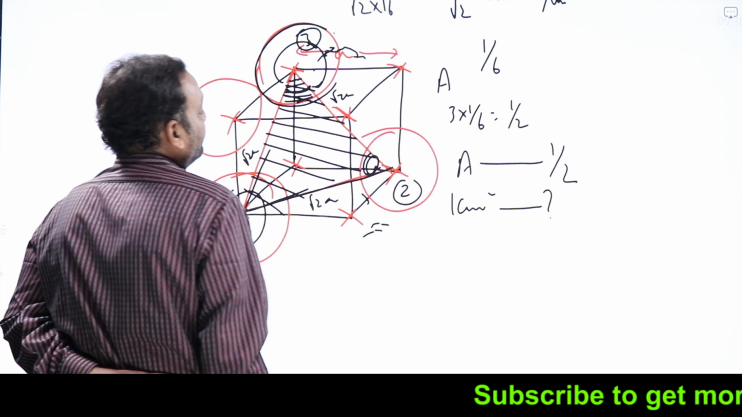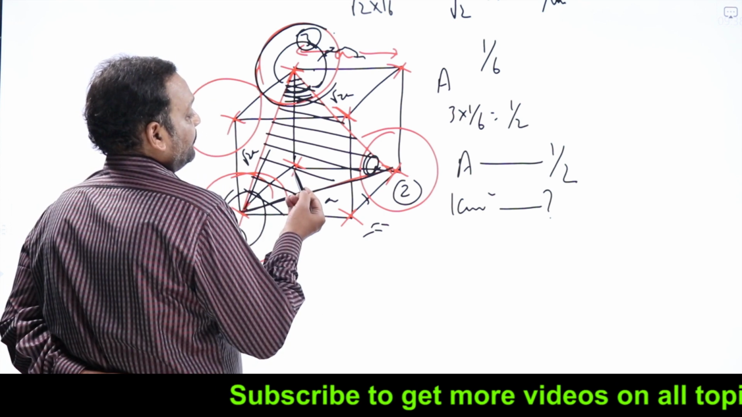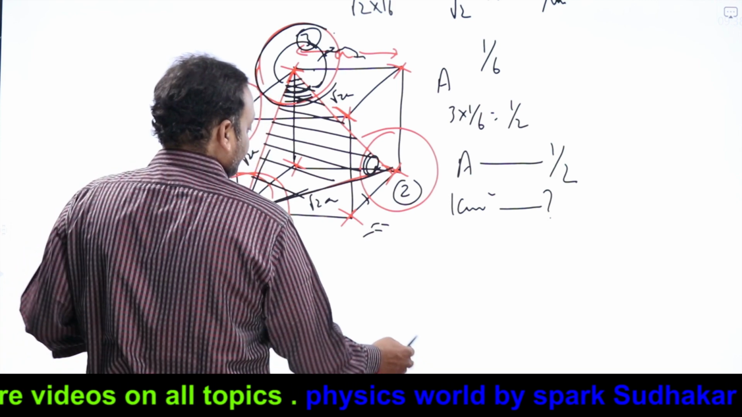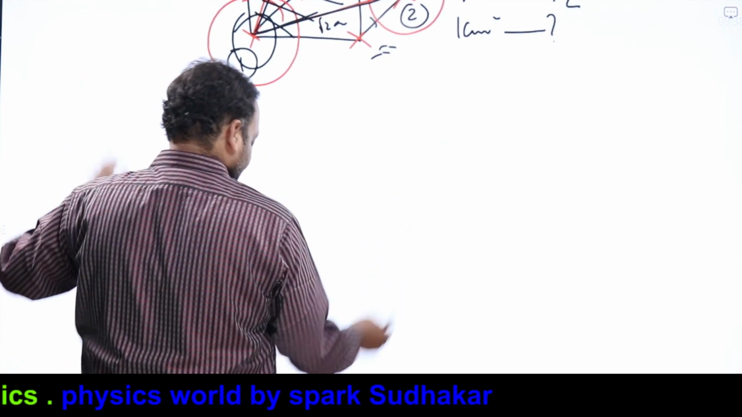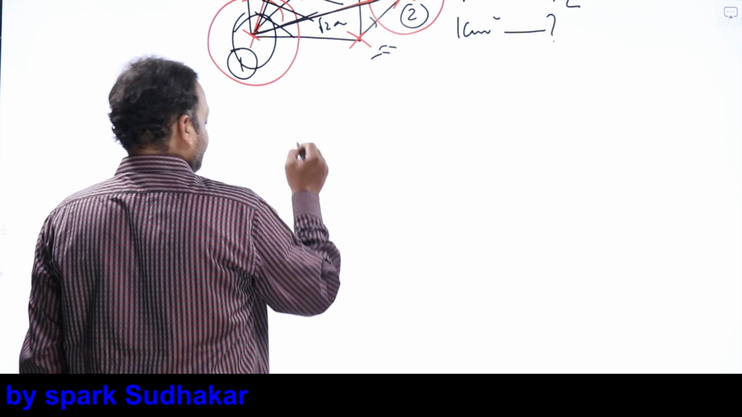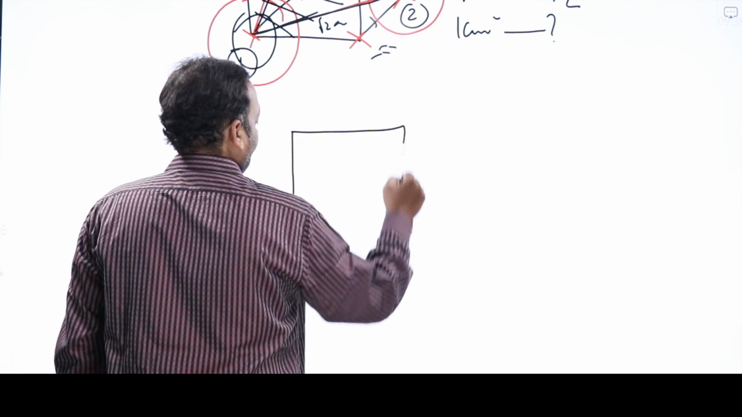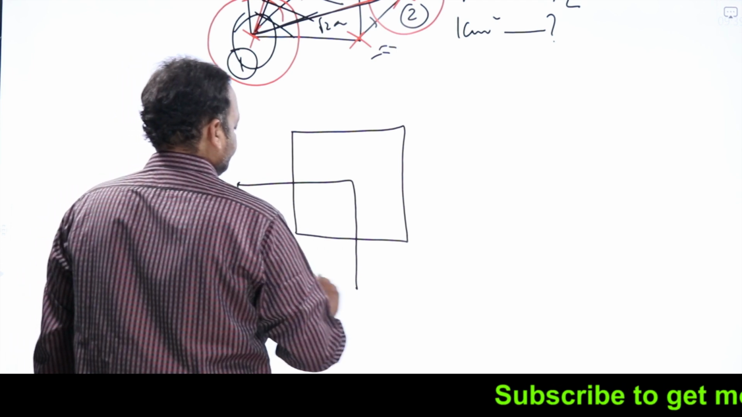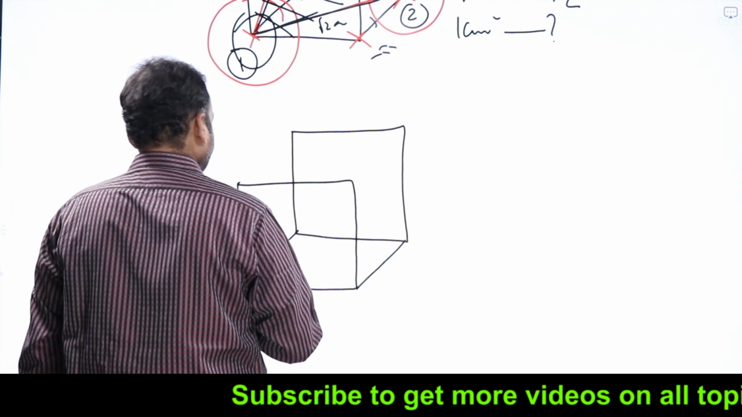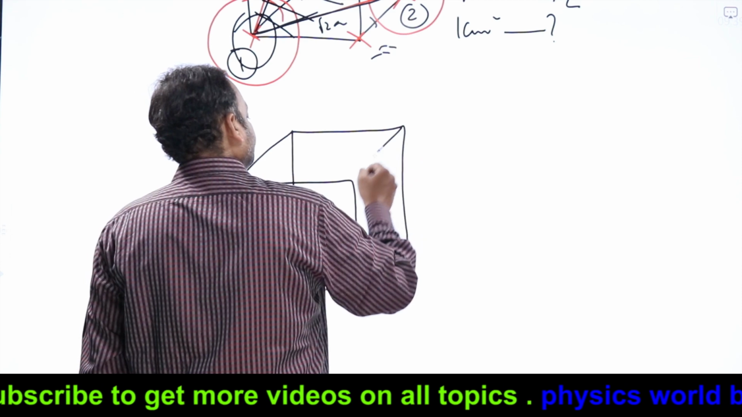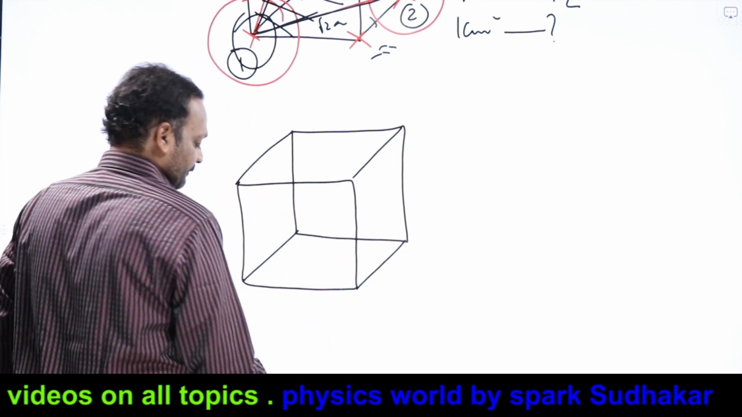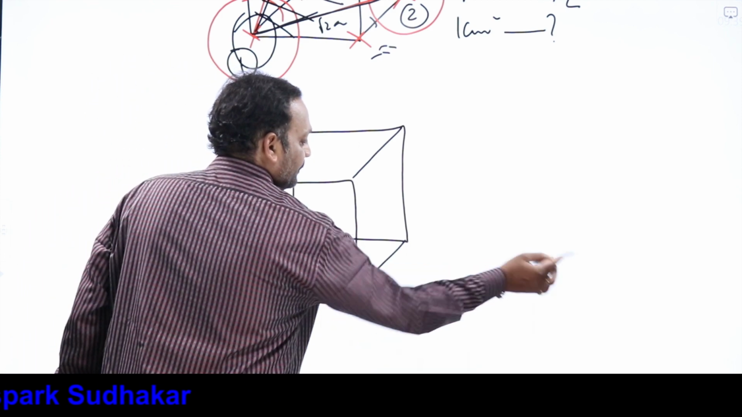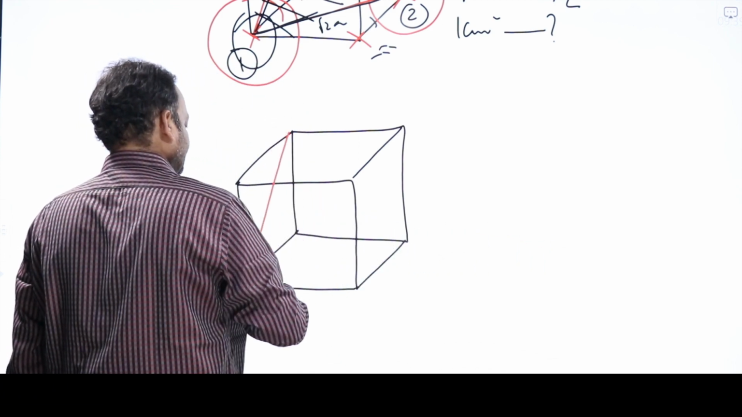In a face-centered cubic structure, additional lattice points will be present at the face centers also. Means the picture will be like this. This is again a unit cell. Our 111 plane is like this.